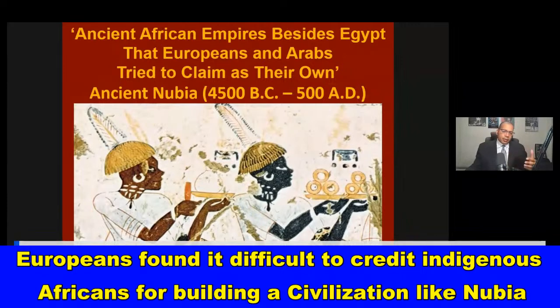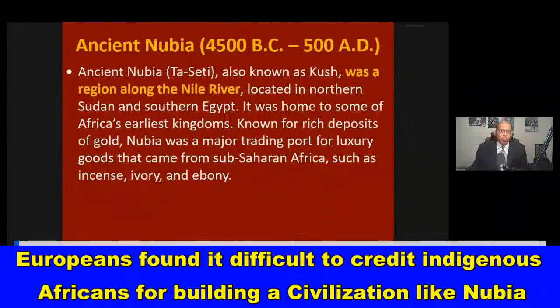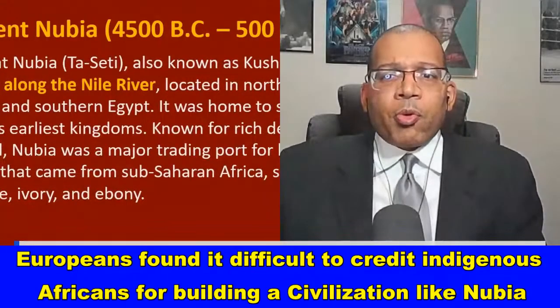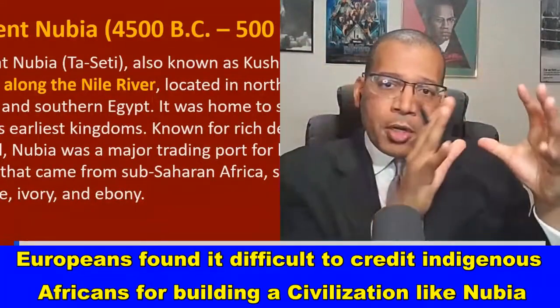So to understand ancient Kemet, ancient Egypt, you have to understand Nubia and understand Ethiopia. Now, ancient Nubia or Ta-Seti or Ta-Nehesi, also known as Kush, which was more of a region than a kingdom. And some of that also depends upon which period of time you're talking about. But ancient Nubia was a region along the Nile River located in northern Sudan and southern Egypt, or southern Kemet. Today, the lower portion of Egypt and the upper portion of the Sudan, that is where Nubia was.